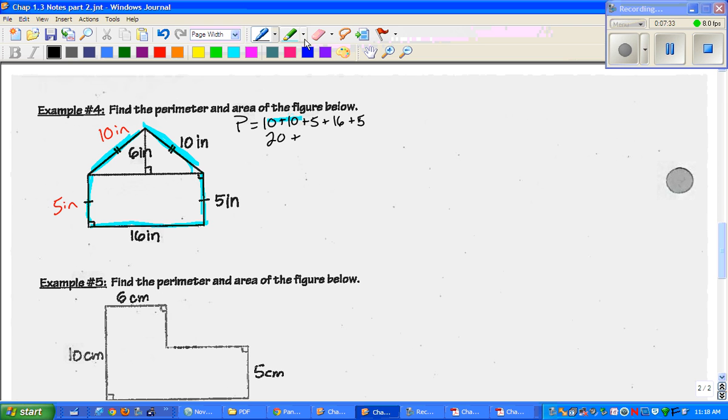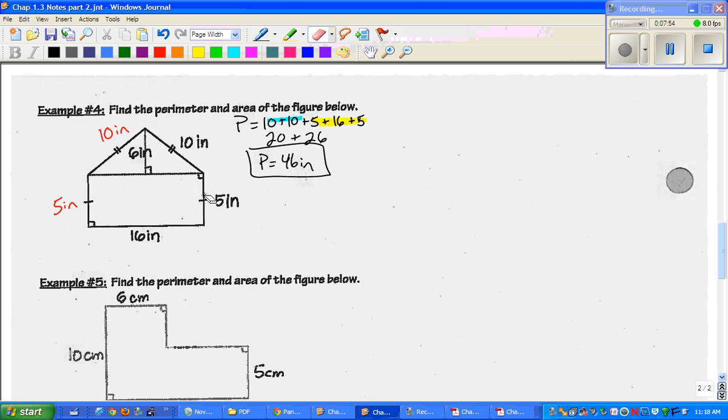20 plus, oh, not 30, 26. And I got 26 by adding all of those guys together. So our perimeter equals 46 inches. Okay.